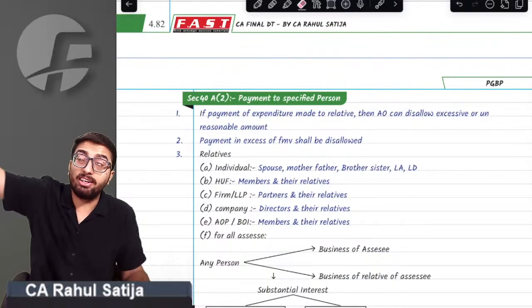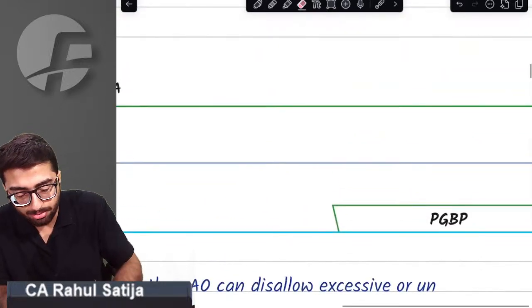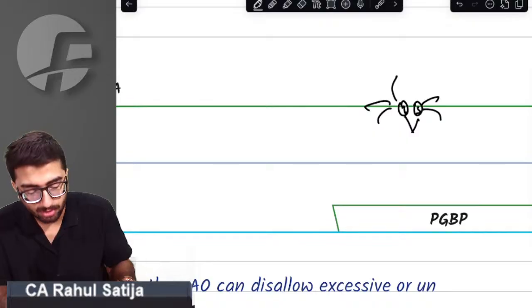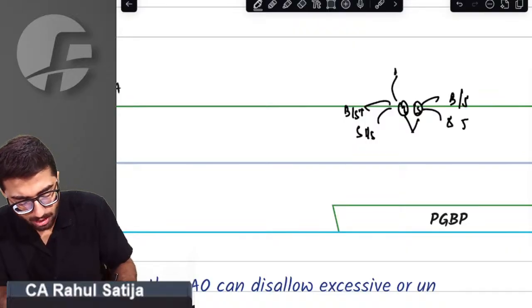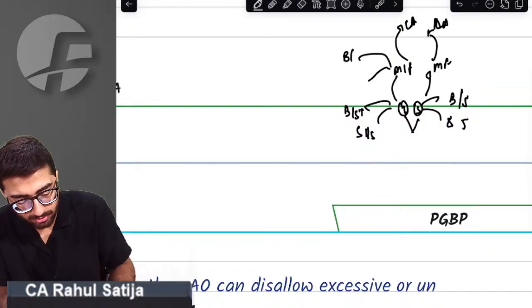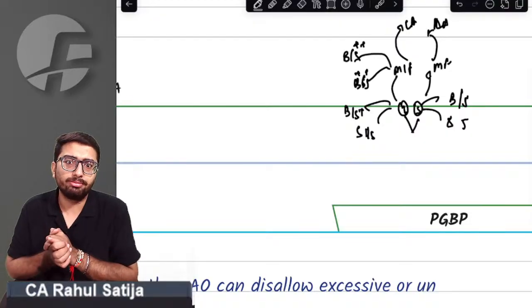If you remember, we had studied relative under 56.210 under the IFOS topic. I asked you to remember this: the individual, spouse, lineal descendants, individual's brother, sister, spouse's brother, sister, individual's brother, sister and their spouses, spouse's brother and sister and their spouses, mother, father, lineal ascendant, mother's and father's brother, sister, and their respective spouses. So these all are the relatives referred under section 56.210.